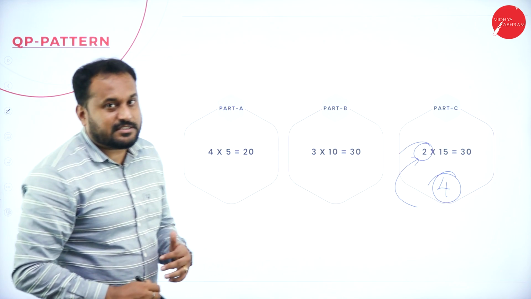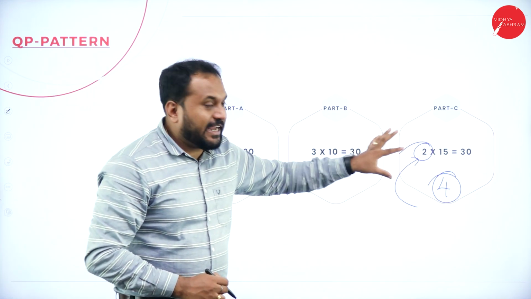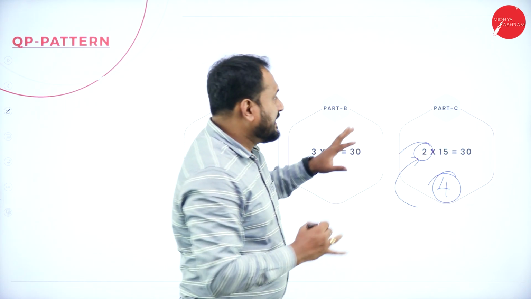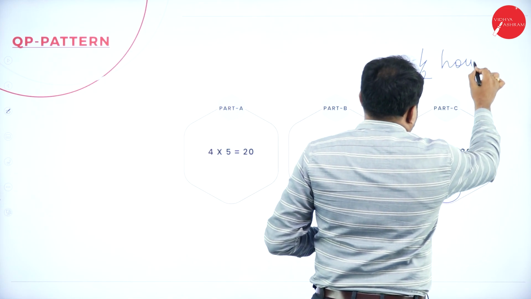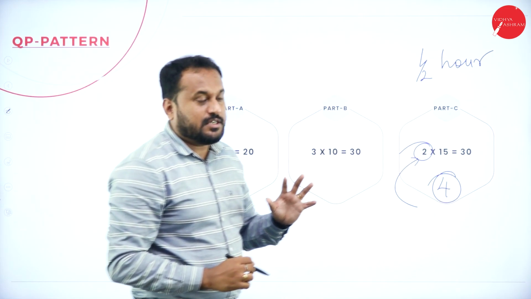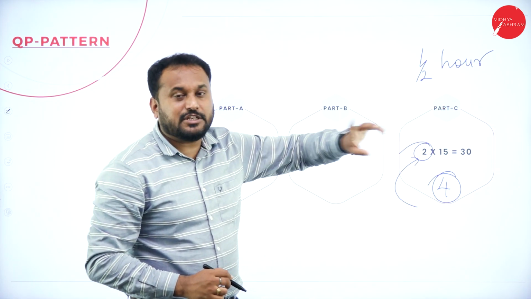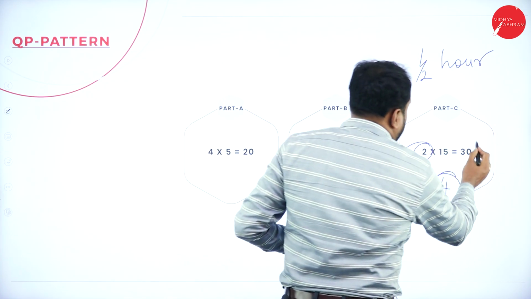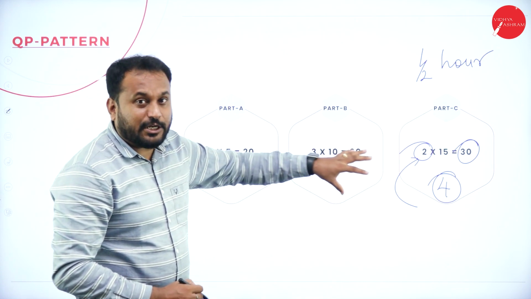What I always suggest to my students is: first, complete the 15 marks questions. Take half an hour for 1 question. So you have 2 questions here, take half an hour each. That means 1 hour is what you are supposed to spend for these 30 marks. That is how you need to prepare.